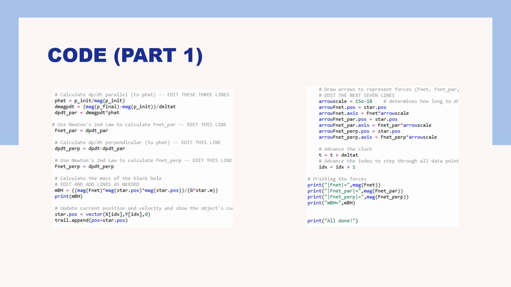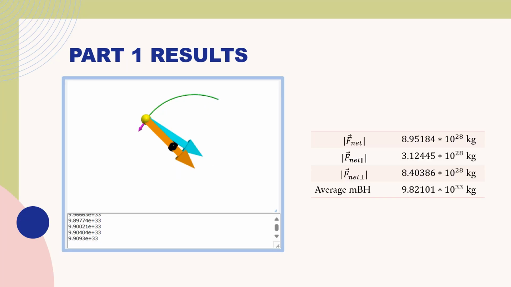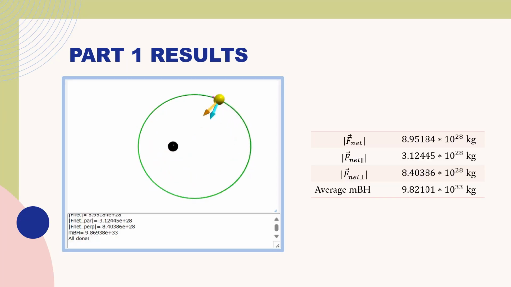At the end of the observation period, Fnet and its components were printed along with the final mass of the black hole. So here is the model for Part 1. The final Fnet and its components are shown here. The mass of the black hole was calculated as the average from the masses printed during every loop, so over the entire orbit. It was determined to be 9.82101 times 10 to the 33 kilograms.